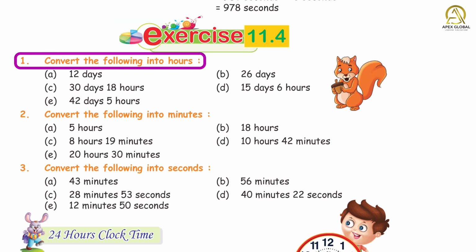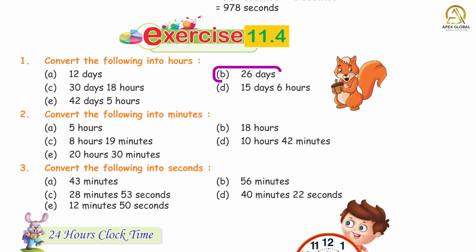Exercise 11.4. Question 1. Convert the following into hours. A. 12 days, 288 hours. B. 26 days, 624 hours. C. 30 days 18 hours, 738 hours. D. 15 days 6 hours, 366 hours. E. 42 days 5 hours, 1013 hours.